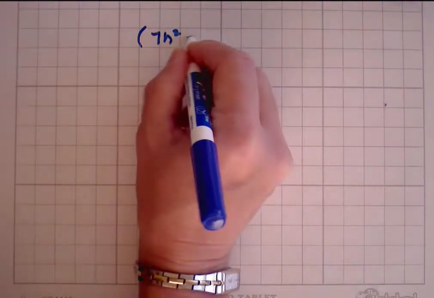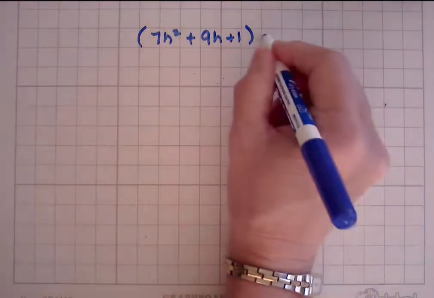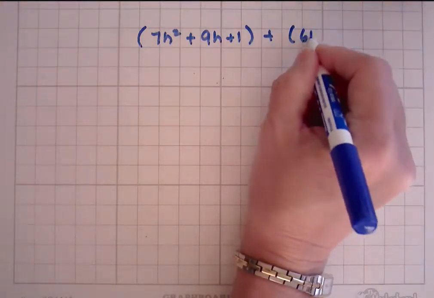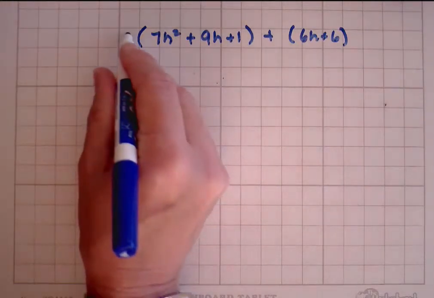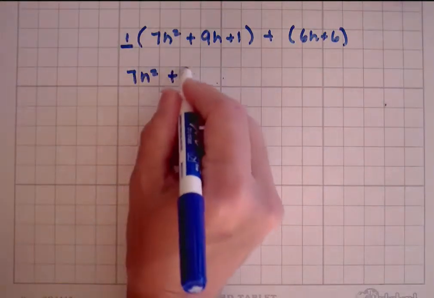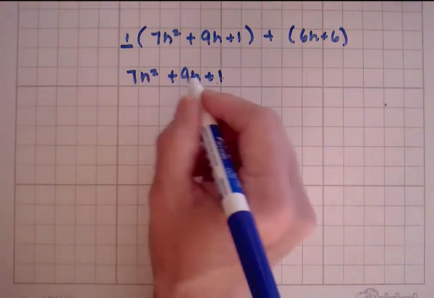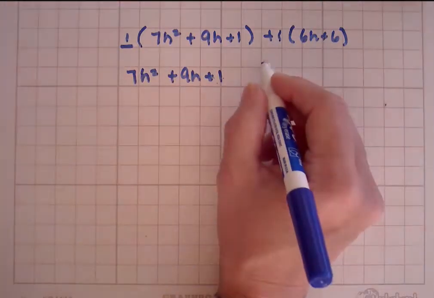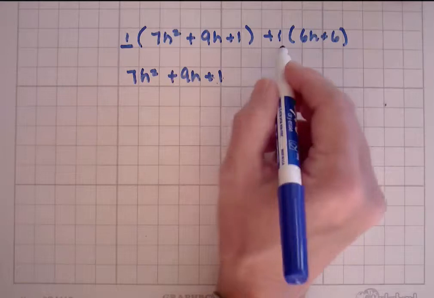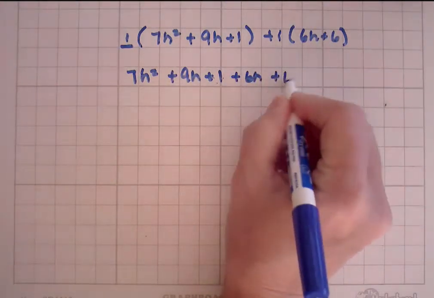7h squared plus 9h plus 1, and to that we're going to add 6h plus 6. Again, the first polynomial, because there's no number in front of it, it's an invisible 1, we can simply take out of the parentheses because multiplying anything by itself is the same thing you started out with. Now I have a plus sign here and an invisible 1, so I can simply take that out of the parentheses because 1 times 6h is 6h and 1 times 6 is 6.